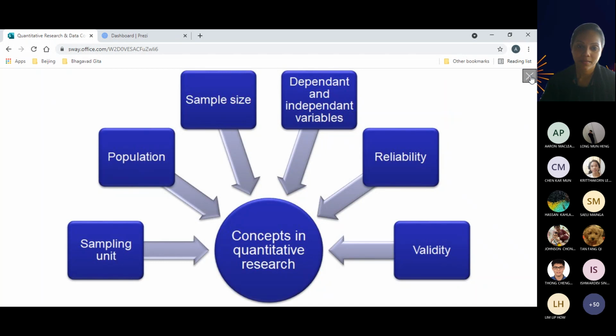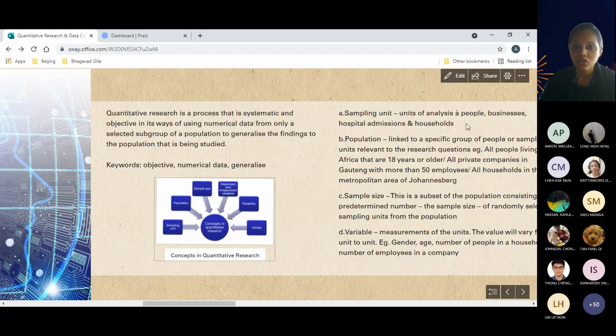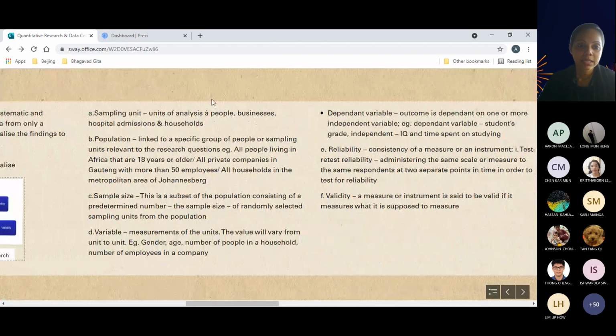Yes, miss. Okay. So here I have the notes here. So sampling unit is very general. People, Malaysians. Population is more specific. Malaysians above the age of 15. Sample size means how many people are participating.